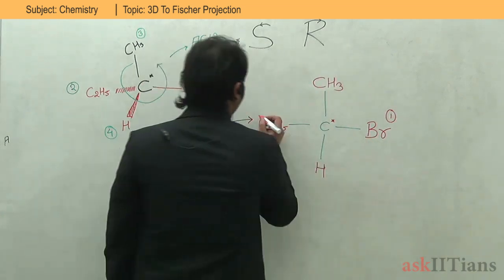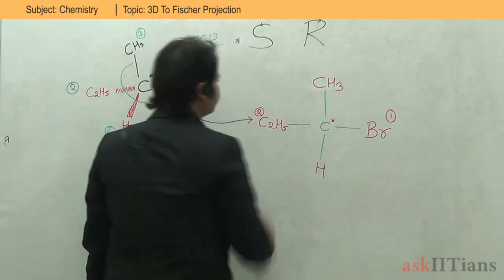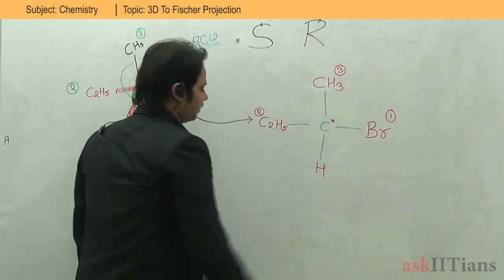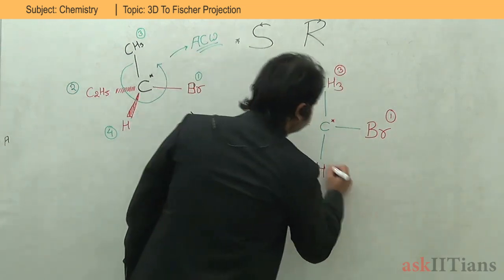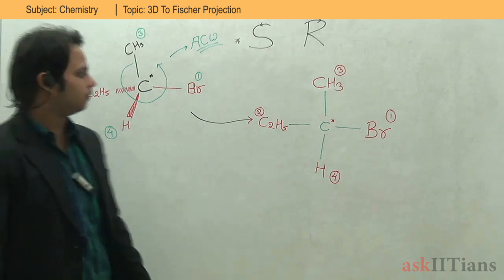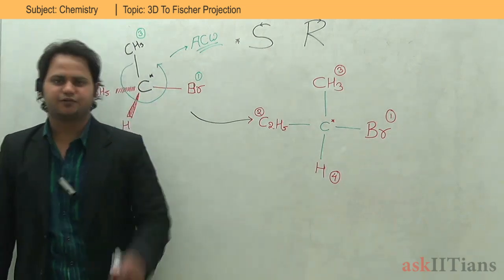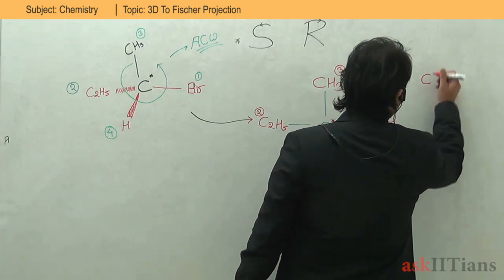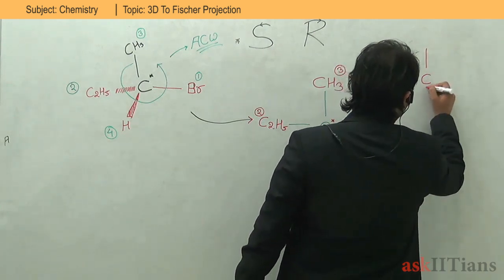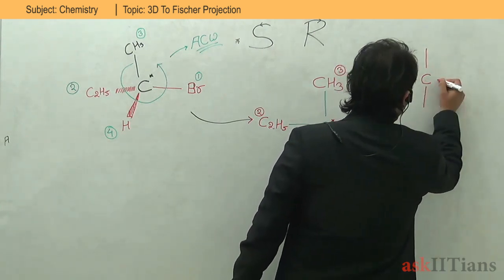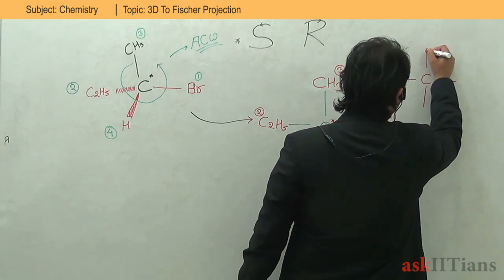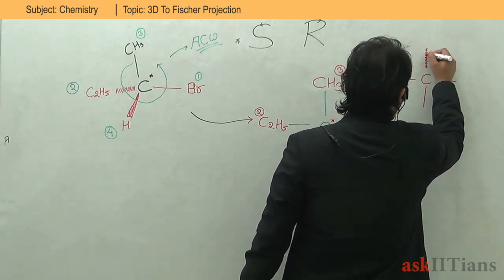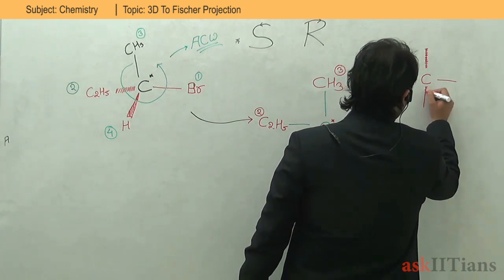After that I have to take C2H5, right? And then the position for CH3 is 3, and H is 4. And we always know that if you define the Fischer projection, if a bond is in the vertical position, that means it is going inside the plane. It is something like a dash bond.